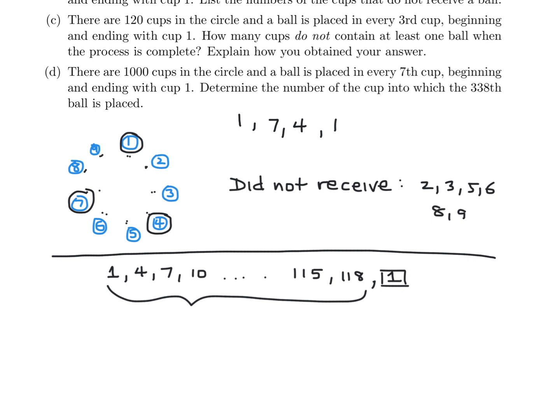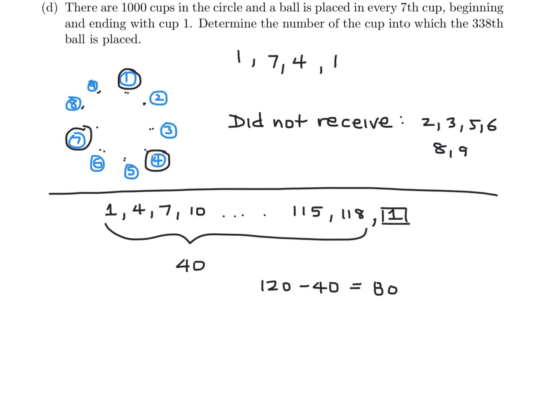Yeah. So when you count those, it's 40. And there's 120 in total. So 40 received a ball. So the others didn't. So 80 did not receive. And that's pretty much all that is, I think.